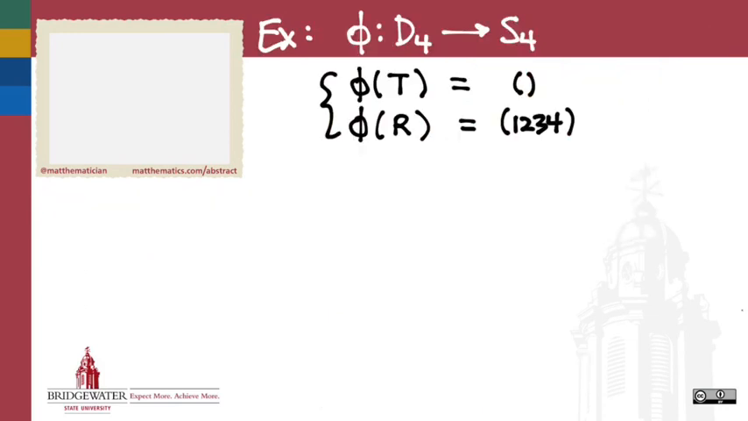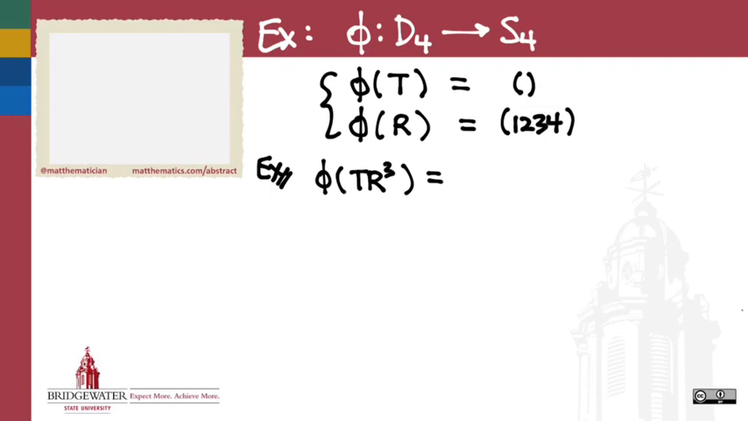So here's a function which takes a symmetry of the square and sends it to a permutation of 4 symbols. And the rule for doing so is that it takes any t, any of my reflections, and it just kills it, makes it the identity. And it takes any rotation, my single rotation generator, and sends it to the 4-cycle (1 2 3 4). So just as an example, for this function, what would phi of tr squared be? Or no, let's do tr to the 3rd. How would I figure that out?